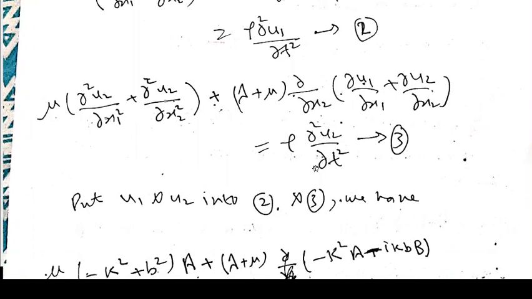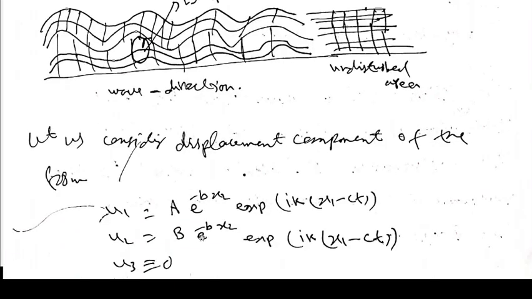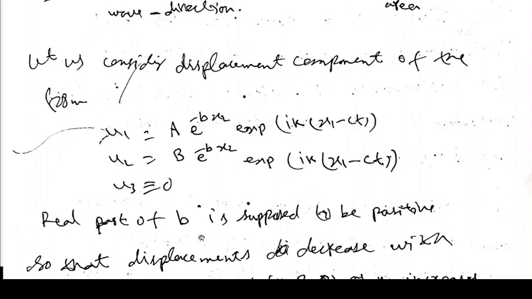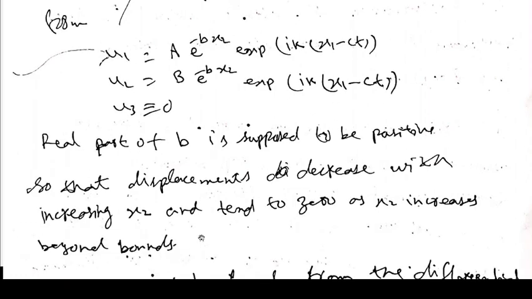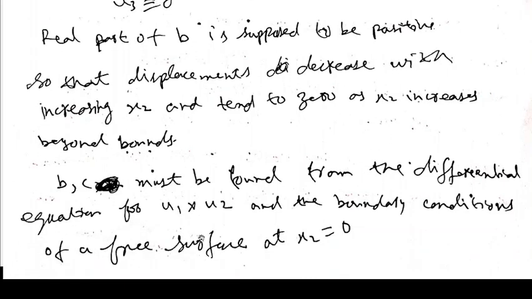Now we will use the values of u1 and u2 given here in equation number 2 and equation number 3. Simply, what we have to do is calculate simple partial derivatives of u1 and u2 and replace those partial derivatives in equations 2 and 3. We will have two equations and two unknowns. From there we will calculate b.